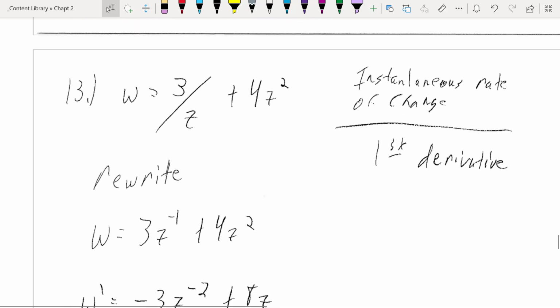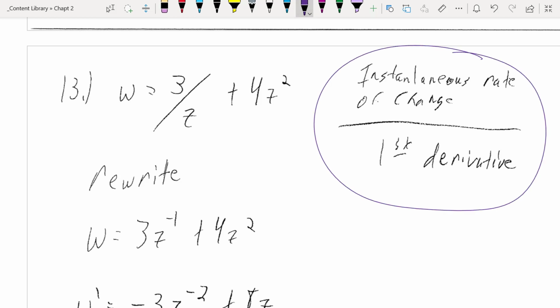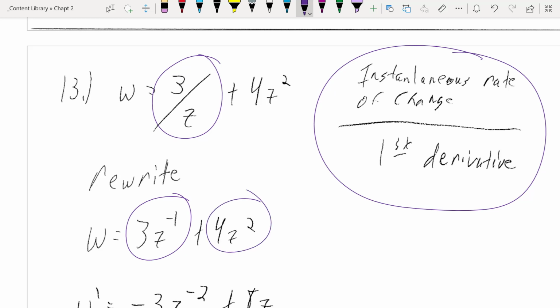On number 13, it gives us this equation. It says find the instantaneous rate of change of W with respect to Z, where W equals 3 over Z plus 4Z squared. So remember that your instantaneous rate of change is just your first derivative. I'm going to rewrite this algebraic expression of 3 over Z as 3Z to the negative 1. I'm going to leave my 4Z squared as 4Z squared because it's ready to be differentiated.